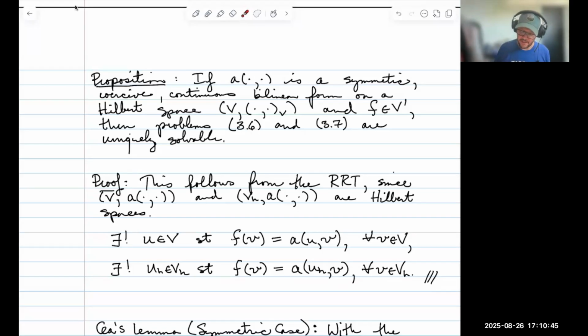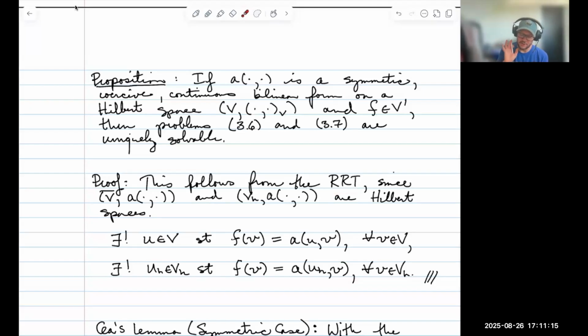Okay, so if A is a symmetric coercive continuous bilinear form on the Hilbert space, and if F is a bounded linear functional, then problems 3.6 and 3.7 are uniquely solvable. In fact, I don't have to appeal to the Lax-Milgram theorem to show this. I can show a much easier proof using the Riesz representation theorem.